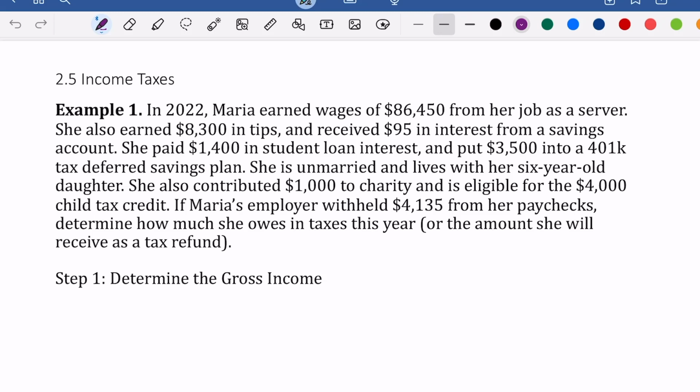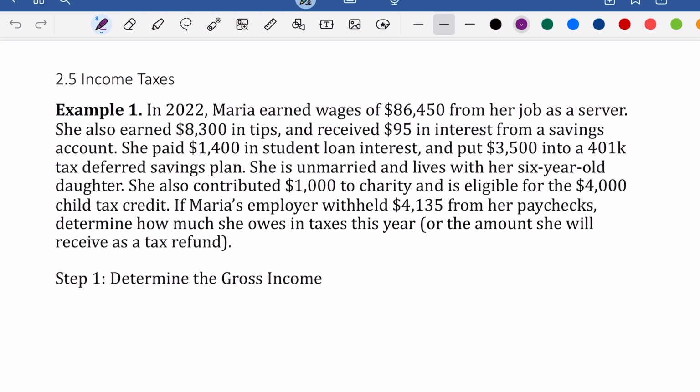Let's look at taxes. In section 2.5, we are looking at income taxes. In example 1, we are looking at Maria. In 2022, Maria earned wages of $86,450 for her job as a server. She also earned $8,300 in tips and received $95 in interest from a savings account.